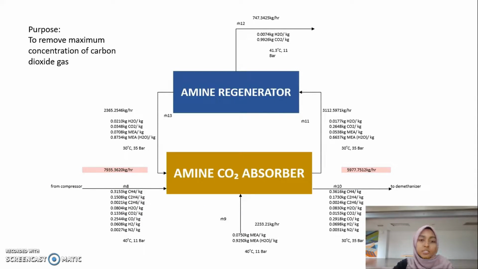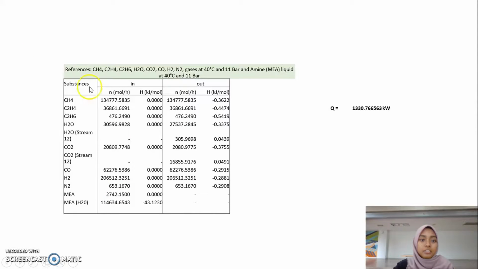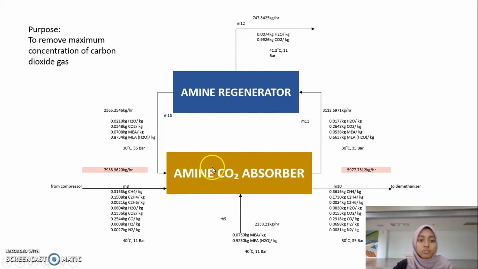For this presentation, I'm going to explain how I did my energy balance. Firstly, I have inlet and outlet streams prior to the energy balance calculation. So these M8, M9, M10, and M12 are the streams used to calculate the energy balance, the heat that is released or absorbed by the unit.